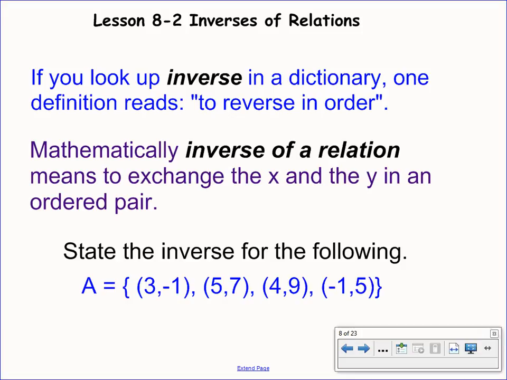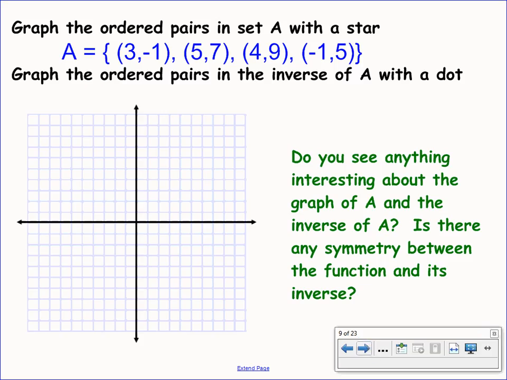So if we wanted to state the inverse of this given relation A, which contains the ordered pairs (3, -1), (5, 7), (4, 9), and (-1, 5), it would be as easy as exchanging the x and y coordinate in each ordered pair. We don't change anybody's sign, right? We don't change anybody's sign. We simply reverse in order those ordered pairs. So everybody, let's make the inverse relation. Let's call it A inverse. We'll get a new notation for this in just a minute.